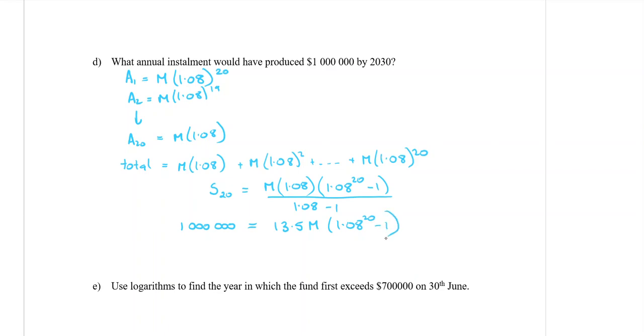And then to get the M all by itself, you have your million over here, you're going to divide by the 13.5 and that bracket underneath. So here's the million. We're going to divide by the 13.5 and the 1.08 to the 20 minus 1. Divide that whole bracket, all that stuff underneath.